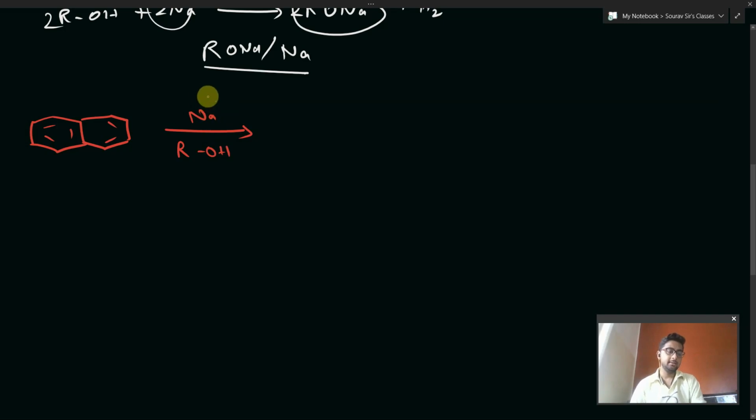First of all, homolytic fission would take place. Na has one electron in the outermost shell, because the configuration of Na, we know, is 1s2, 2s2, 2p6, 3s1. So one electron is there in the outermost shell of Na, and that electron would perform the reaction on the naphthalene compound.